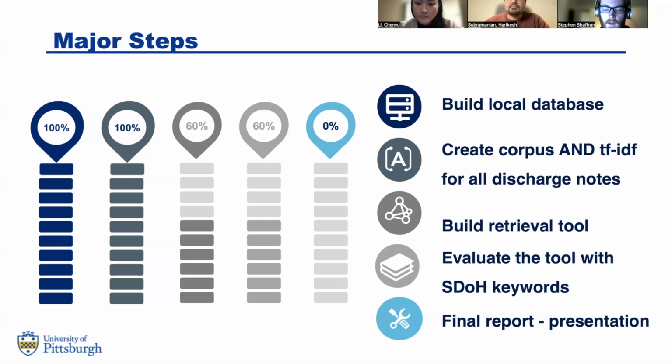And then once we get all those rankings, we will run an evaluation using a bunch of keywords relating to social determinants of health. And then after that, we plan to make a simple front end as mentioned before. And then in December, we will present our final results.